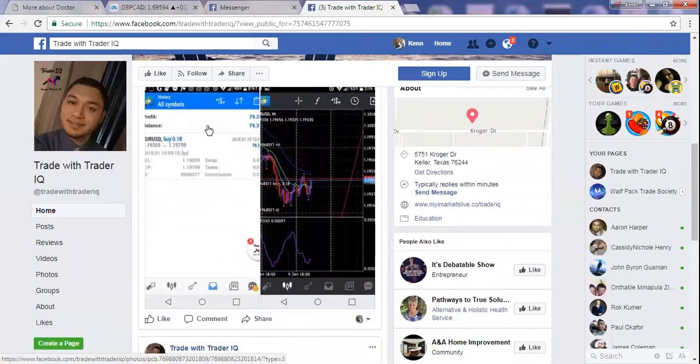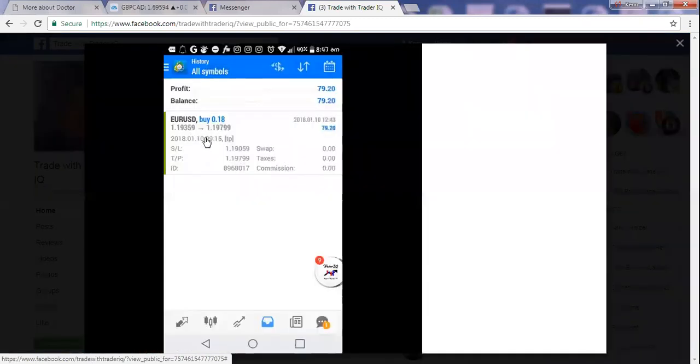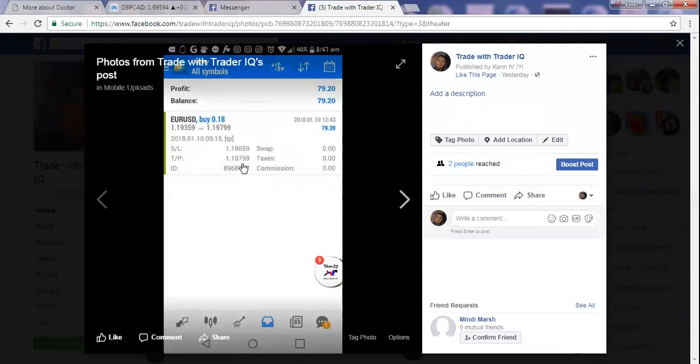Let me click into it. This was the Euro USD buy. Made 79.20 on that trade. My stop losses and take profits are right there.